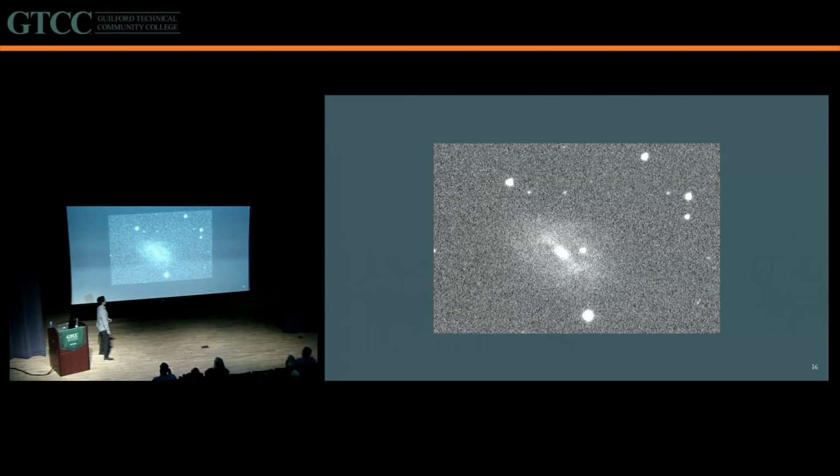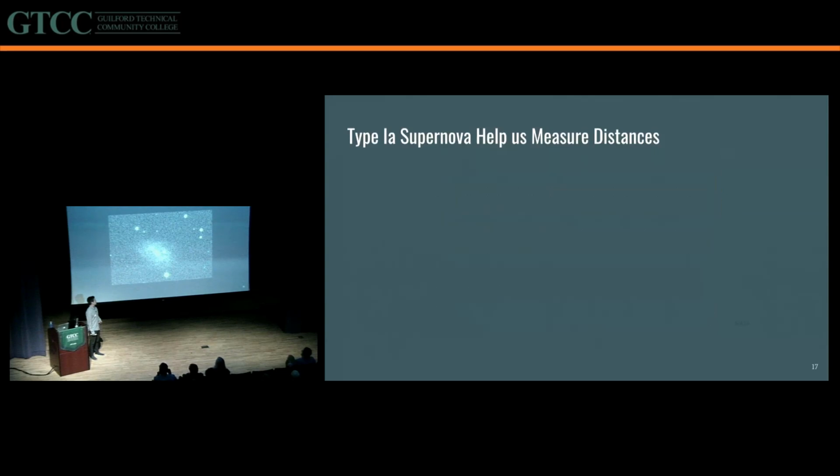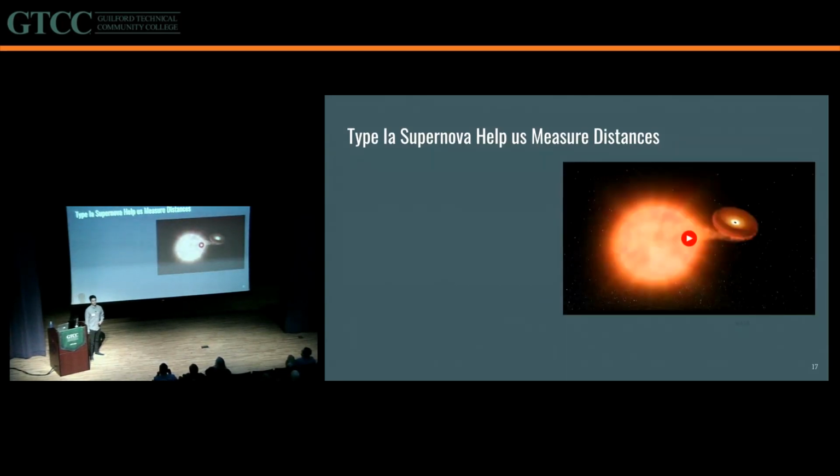All right, so the reason why it's so hard to measure distances is that objects are incredibly far from us. But we can do it. We can do it.